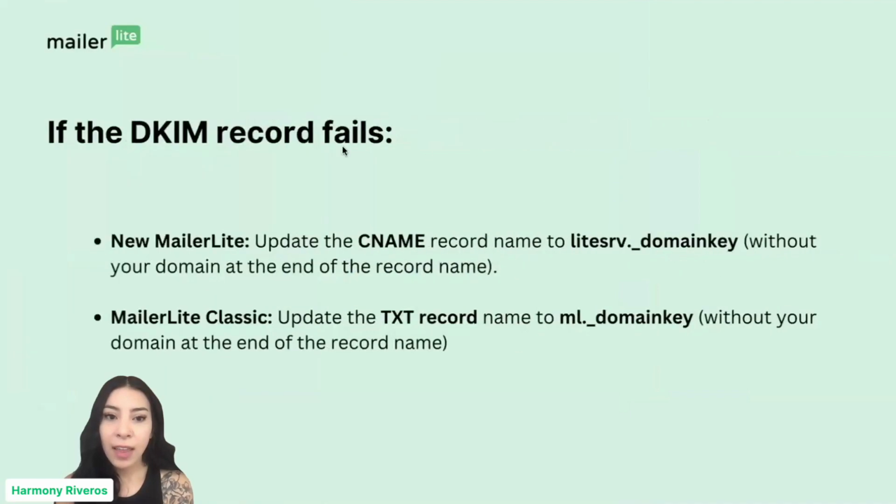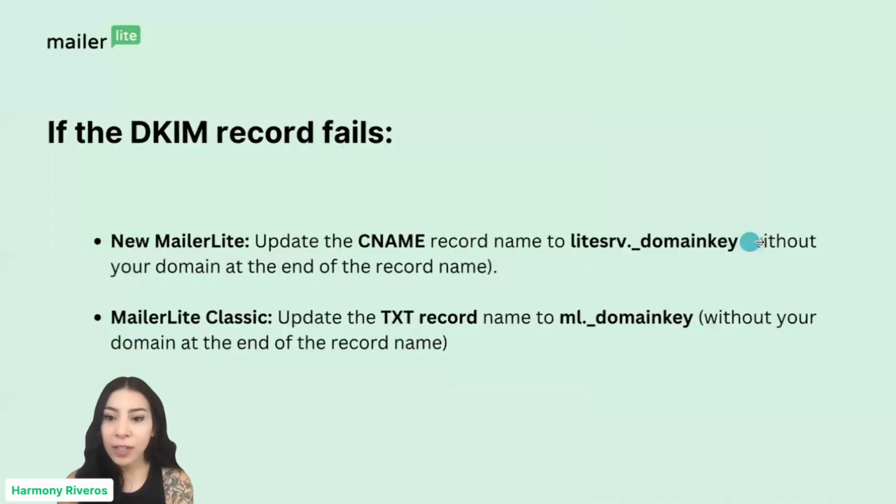So if you see the error that the record is failing or it's not found, it could be that you just need to remove the domain at the end of the record name. So that means just having that first part of the record and try it that way. Sometimes the provider already adds the domain name for you, so you don't have to add it twice. So if you're in the new MailerLite, it could just be as simple as updating that record.